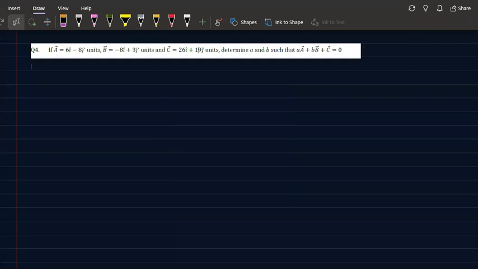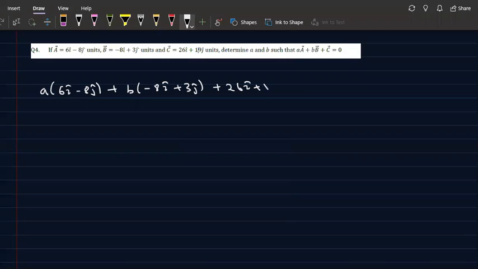Now in this problem, everyone can see the screen, right? Now we just have to add. So A vector is given, B vector is given, C vector is given. So a into A vector, which is 6 i cap minus 8 j cap, plus b into B vector, which is b into minus 8 i cap plus 3 j cap, plus C vector, which is 26 i cap plus 19 j cap. This is equal to 0.